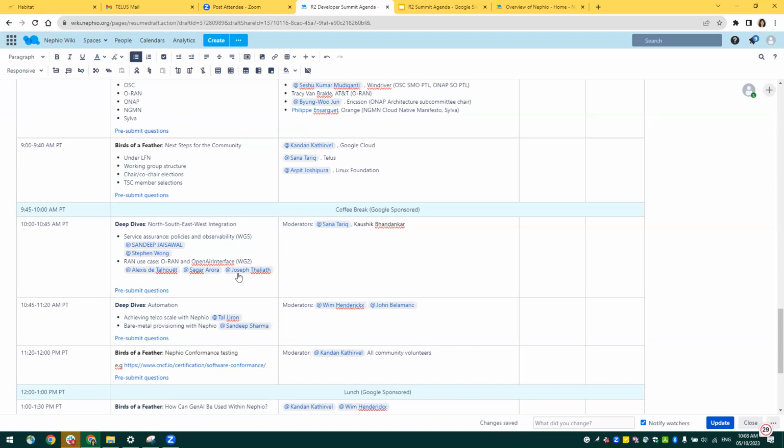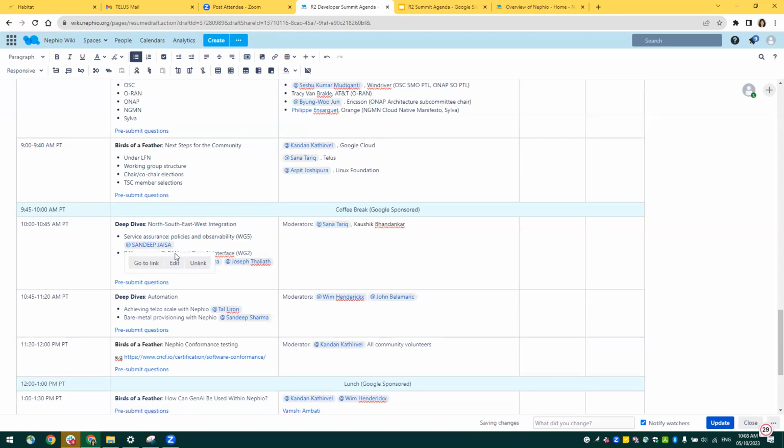Perfect. So now I was very confused looking at the service assurance policies and observability Workgroup 5 presentation presenters, Sandeep and Stephen. I think this was Subhash, and Subhash has prepared some slides too. Yeah, so let me update this. It's actually going to be me. Subhash is not going to be present. I'm working with Bernard and Subhash on creating slides. So if you can edit this right now and remove Sandeep and put me instead. Okay, and no, Stephen as well.